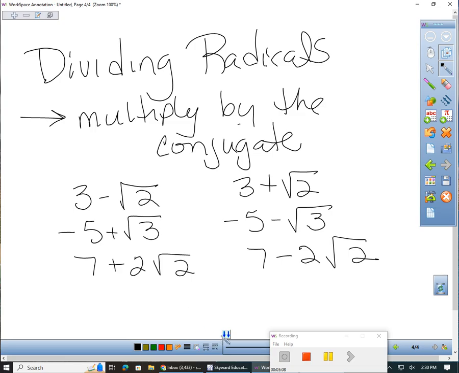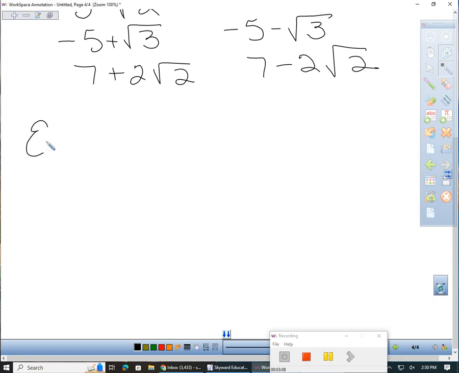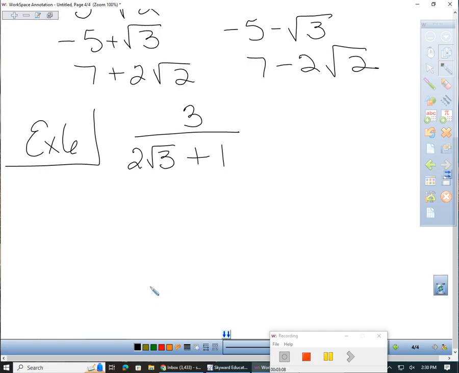All right, so here we go with example number 6. Let's say I have 3 over 2 square root 3 plus 1. In order to get rid of that radical in the bottom, I have to multiply by the conjugate, which is 2 square root 3 minus 1. Whatever we do to the bottom, have to do the top. That's right, Parker. All right, whoops. There we go.